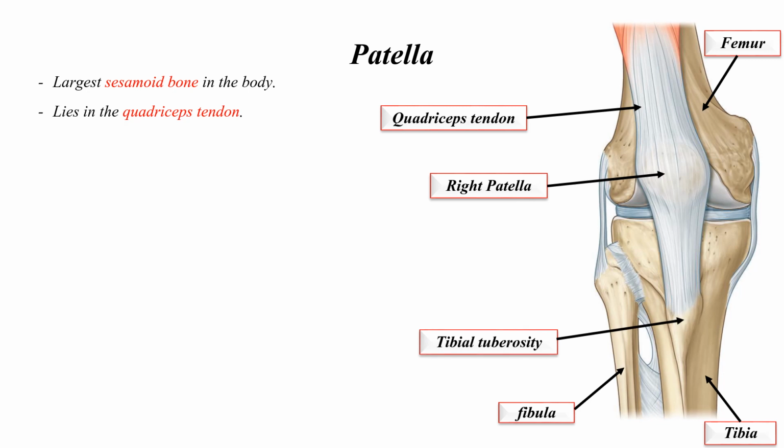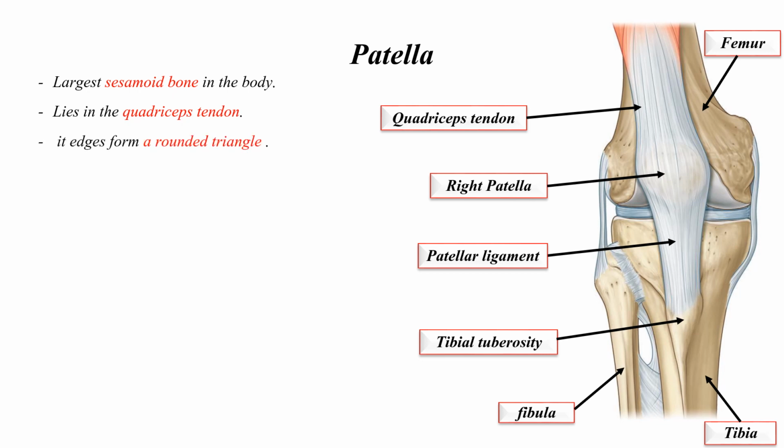In the upper part of the tibia anteriorly, this is the tibial tuberosity. The quadriceps tendon is attached to the tibial tuberosity through this ligament. We call it the patellar ligament. The edges of the patella form a rounded triangle.